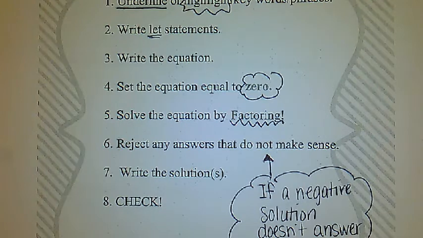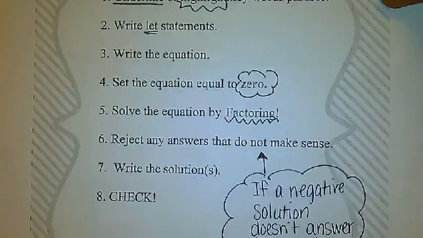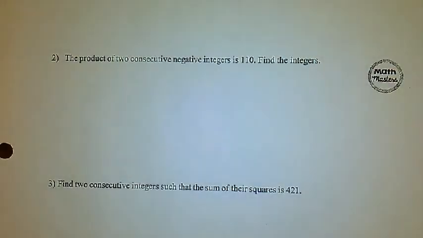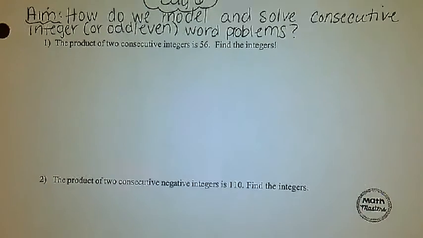Remember, when we are solving quadratic equations, we usually have two solutions. So if both of them get rejected, then there's no solution. If one of them gets rejected, then only the other one is the solution. So this is where the real world application problems differ from the other types of equations that we've been doing and solving. Then we'll write the solution, and then of course you can plug it in and check. Okay, so let's get started.